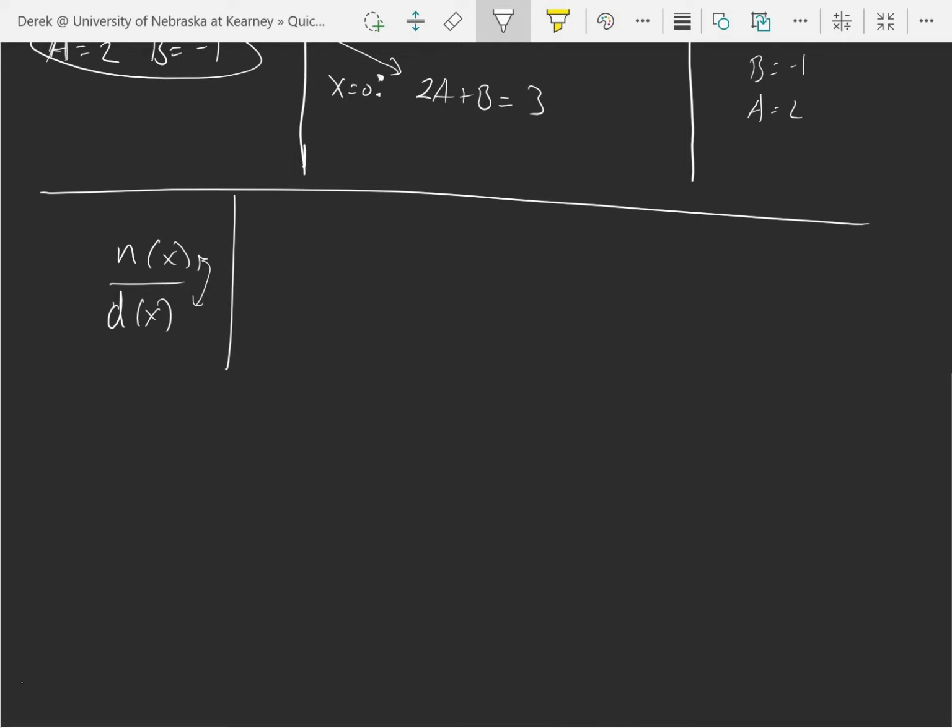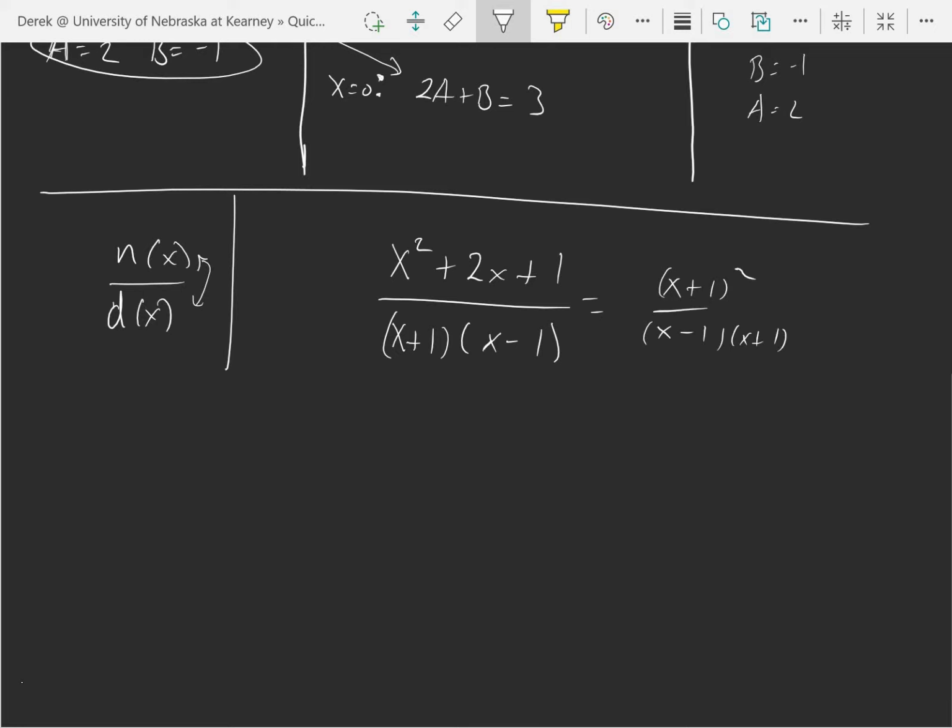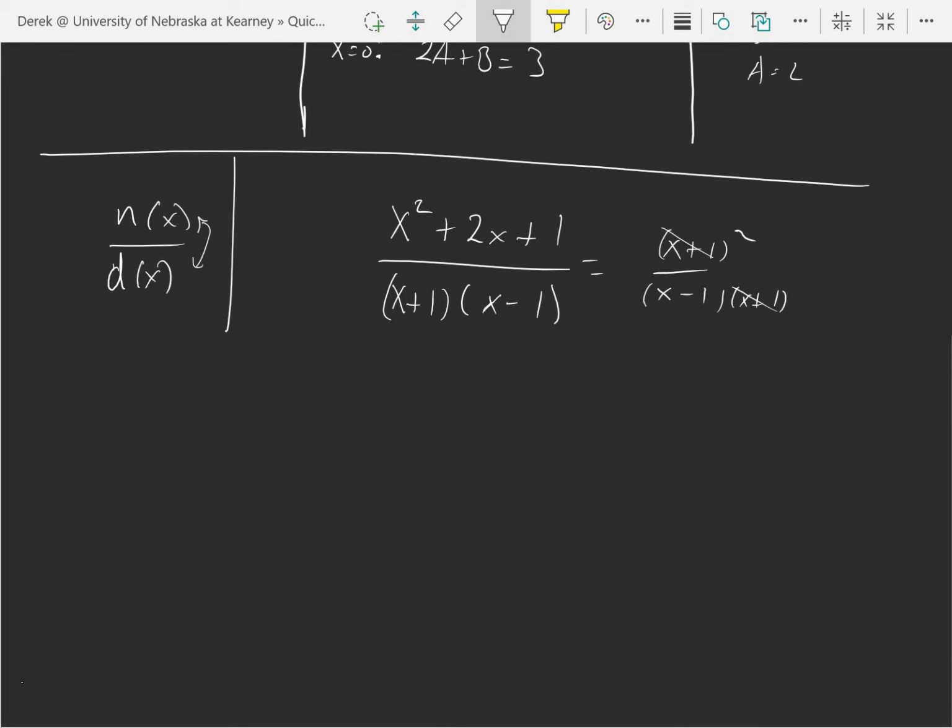So let's say I have x squared plus 2x plus 1 up here, and I've got x plus 1 and x minus 1 down here. So if you notice, this is equal to x plus 1 squared over x minus 1 times x plus 1. So I didn't simplify this because I could have taken out a factor from the numerator and the denominator. But let's try and take the partial fraction decomposition of this thing as it's written. Let's go with a squared there so that I actually have a proper fraction.